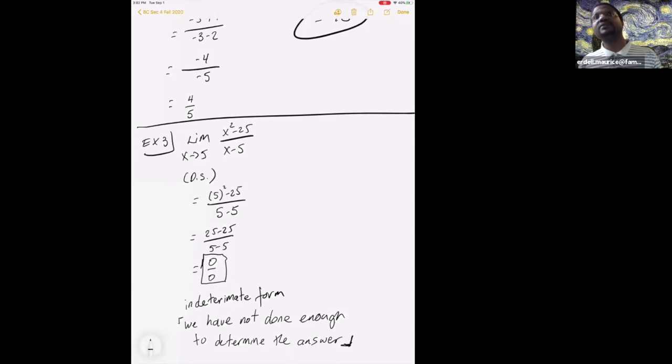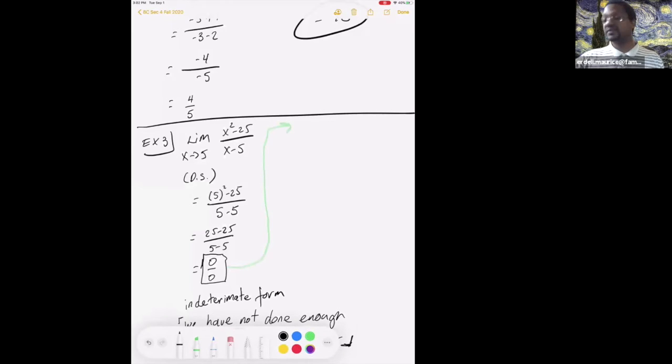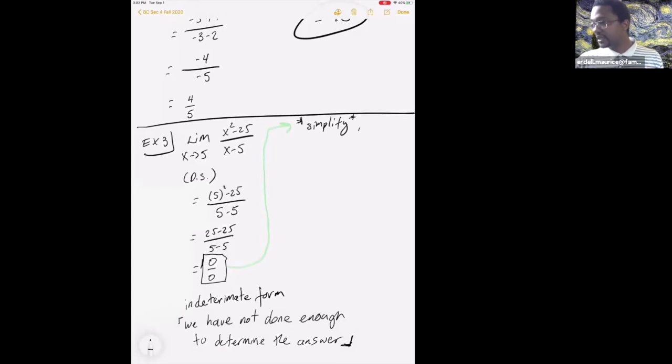Whenever we get to indeterminate form, this is what we must do. We must simplify the equation and then try, excuse me, direct substitution again.